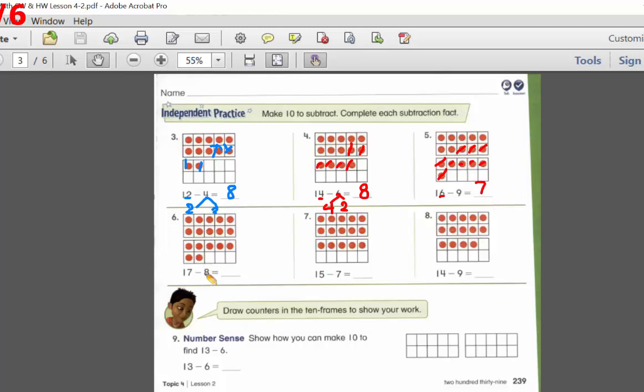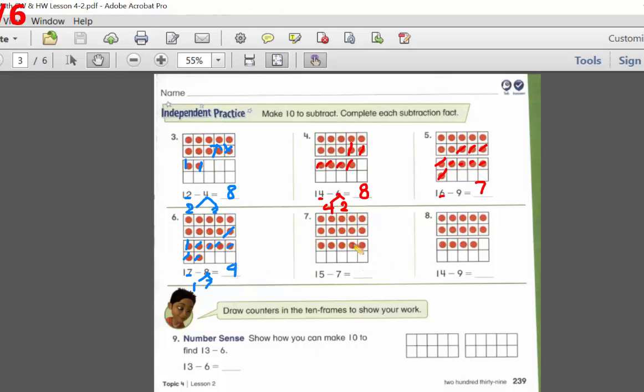Again, here we have 17 minus 8. We will break 8 into two parts. One part must be the same as this number, 7. So cross 7. When you break it into two parts, one part is 7. So what will be the other part? Yes, 1 and 7. So I will cross one more because I want to cross 8 in all. So how many left? 9 left.